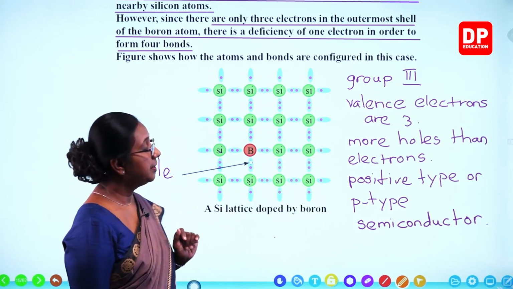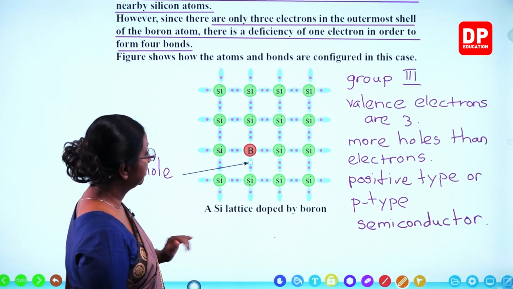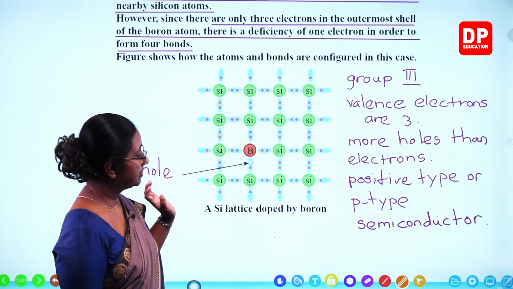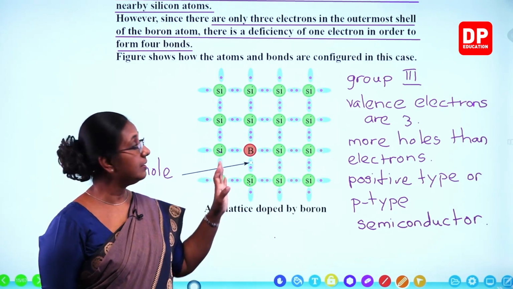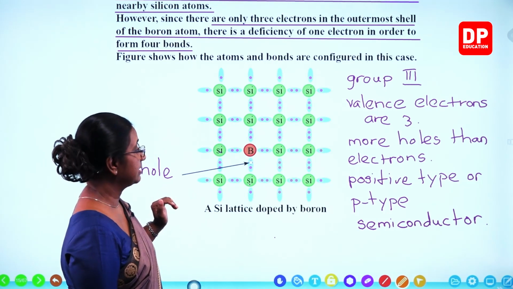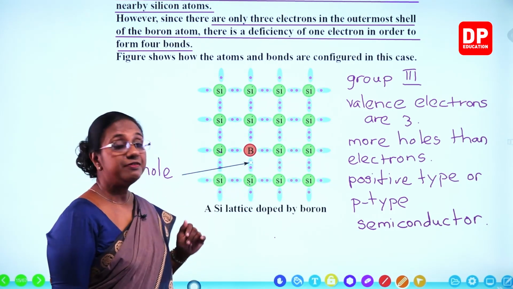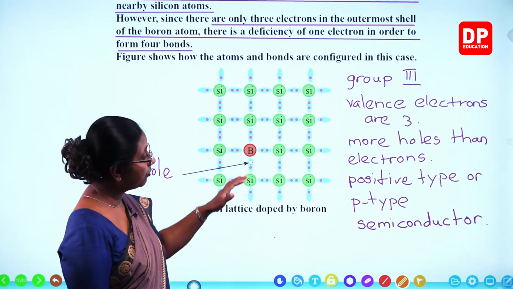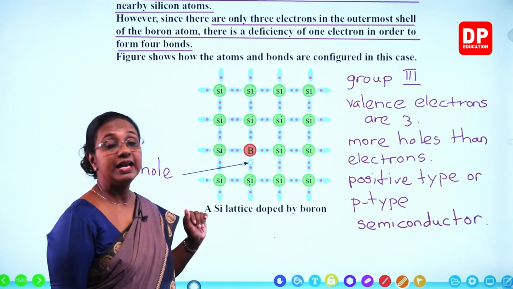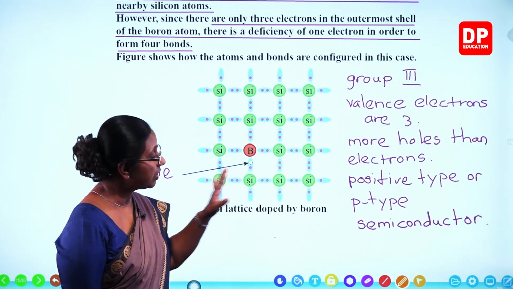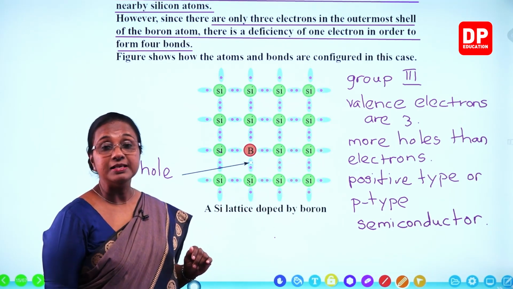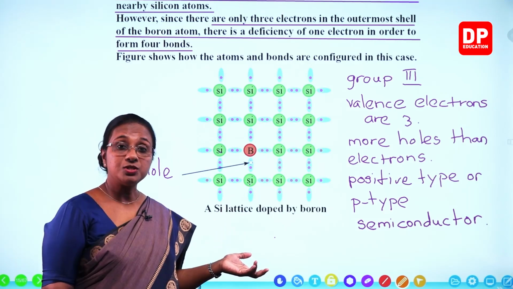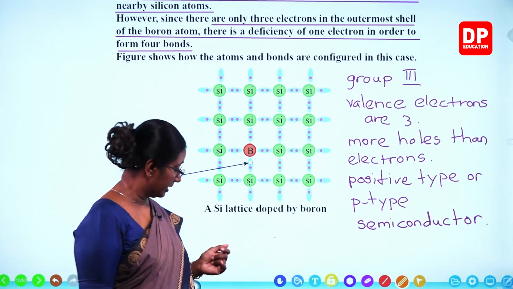So this is a p-type semiconductor. When you dope a silicon lattice with group 3 elements, because the group 3 element has only 3 valence electrons, there will be a deficiency of electrons. So therefore, there will be more holes than electrons. And then we call the semiconductor a positive type or p-type semiconductor. This is also an extrinsic semiconductor.